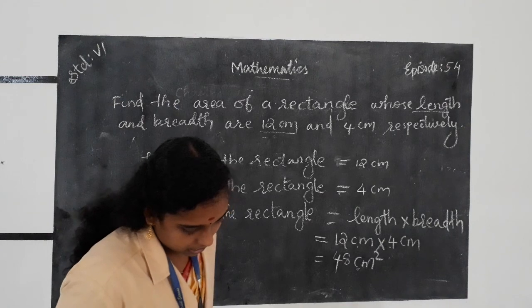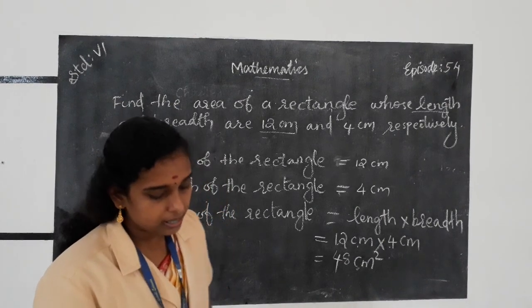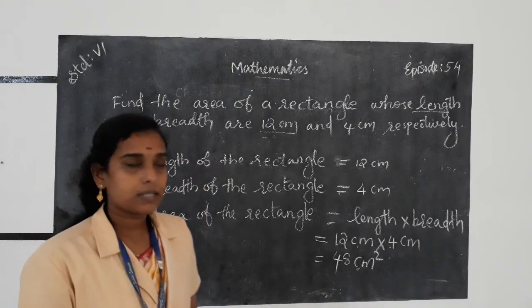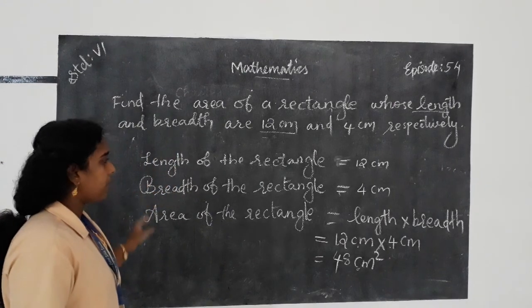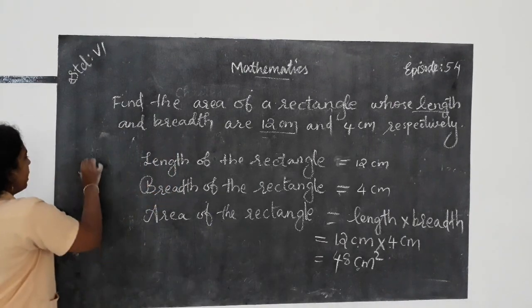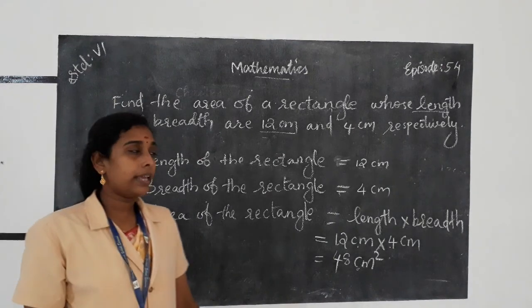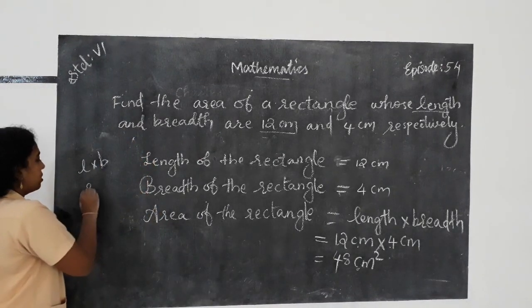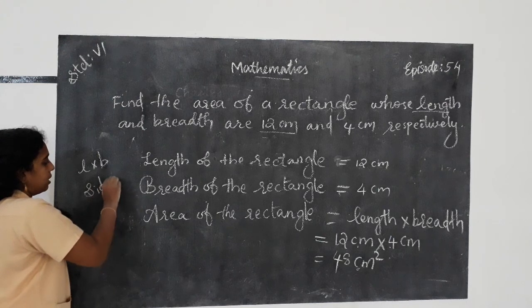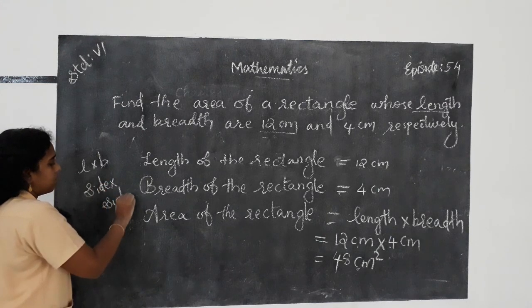Then the next question is how to find the area of the square. To find the area of a rectangle, the equation is length into breadth. Then to find the area of a square, the equation will be side into side.